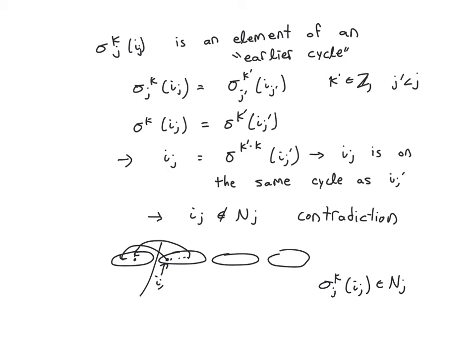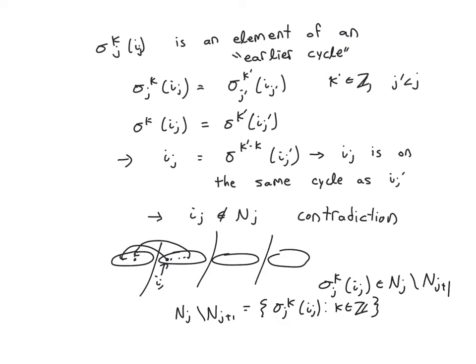And then, of course, by definition, we defined N_{j+1} to guarantee that these elements were not in N_{j+1}. And in fact, this set difference is literally the elements on the cycle. And so in particular, you've actually partitioned your set into disjoint subsets. And so that means the elements on each cycle are disjoint.